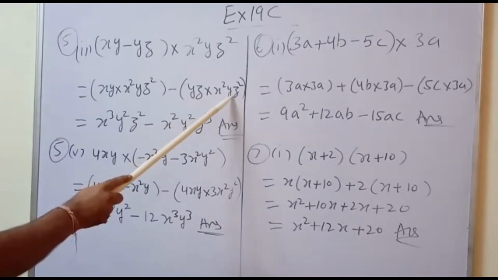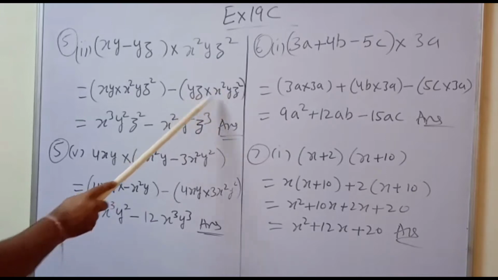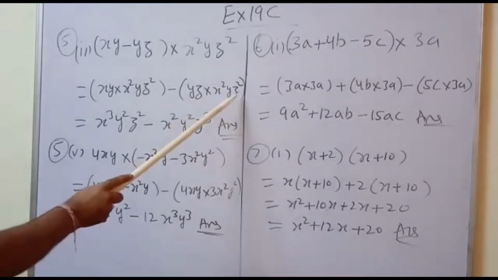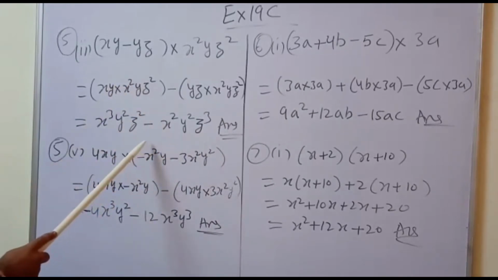Y and y. First we will write x square, y into y square, and z into z square, that will give the z cube. So here is the answer of this question number 5, second part.